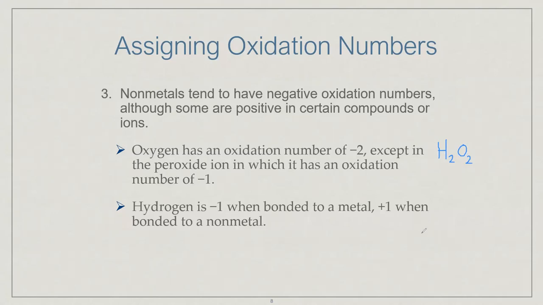The exception is going to be if we put it with a metal. So if we had something like sodium hydride, NaH, in this case, sodium is going to give up an electron, be +1. Hydrogen is going to accept that electron, become -1. So because hydrogen only needs 2 electrons to fill its valence shell, it can go in either direction, can become +1 or -1. So depending on which type of element we have it with, that's going to determine what the overall oxidation number is going to be there.